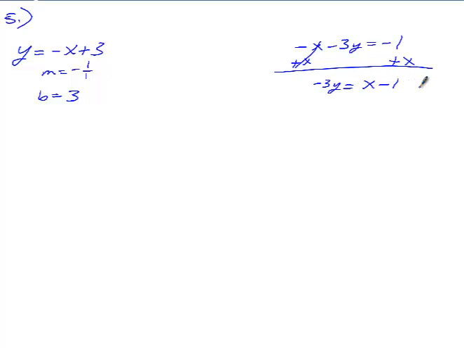Everybody good so far, yes or no? Okay, now how do I finish off? Divide by what? Negative 3, right? Good catch, Jordan. So you get negative x over 3 plus 1 over 3, right? Everybody good with that? Yes? No? Maybe? Okay.